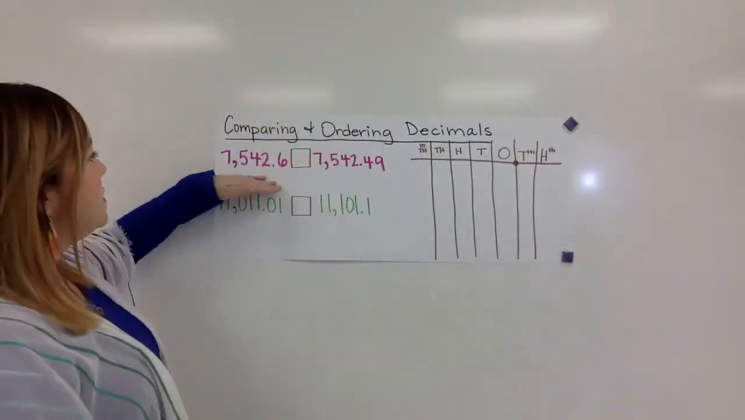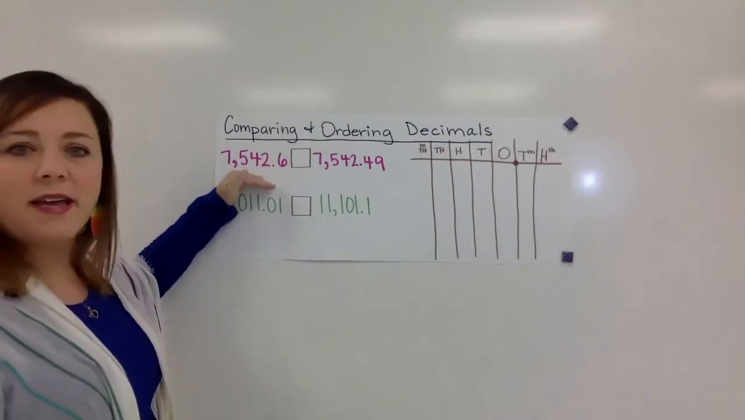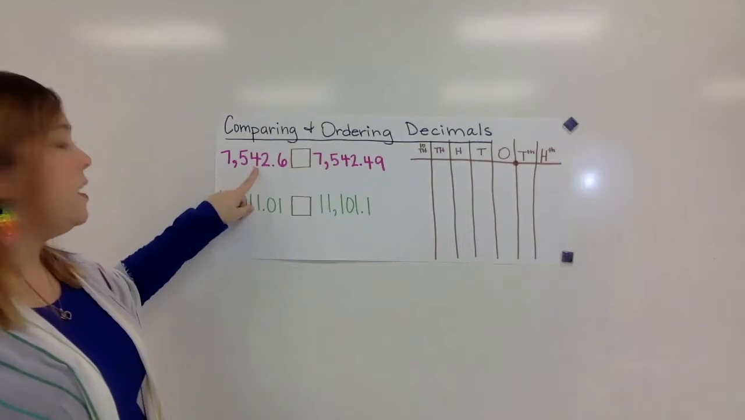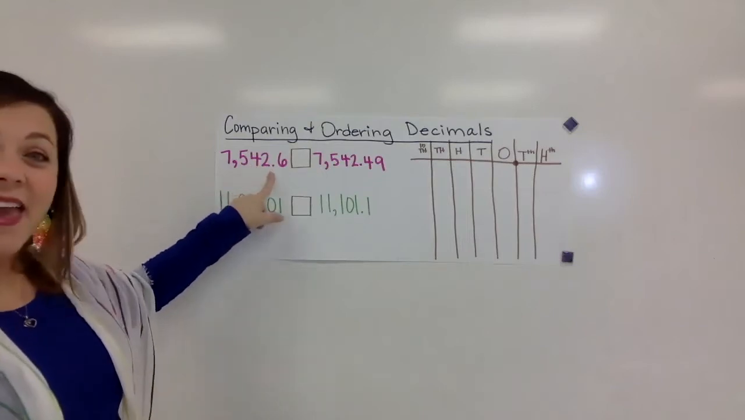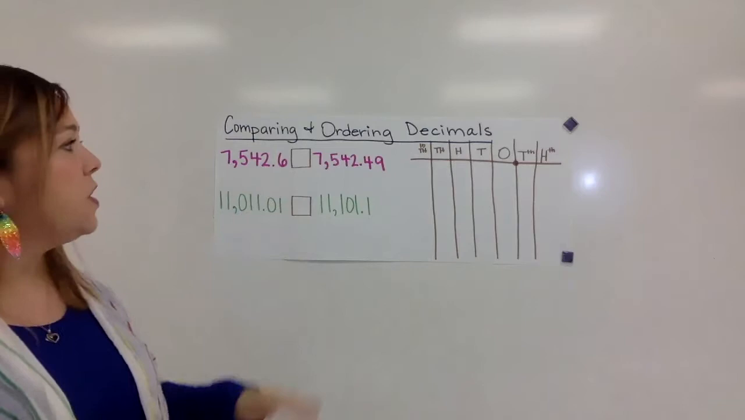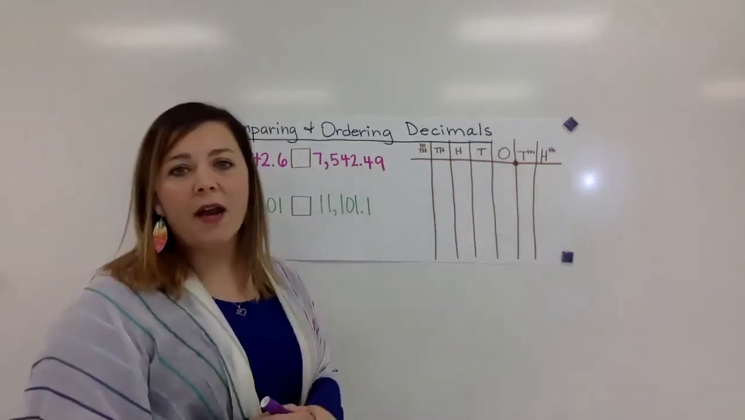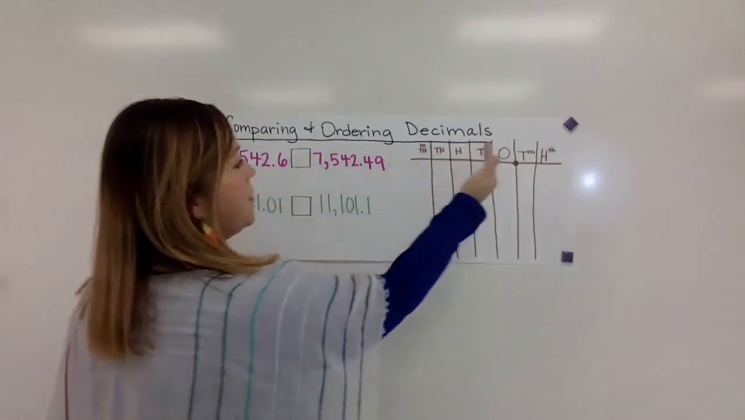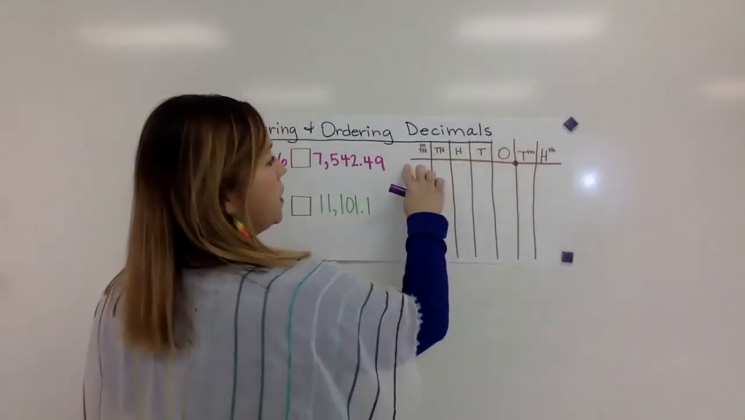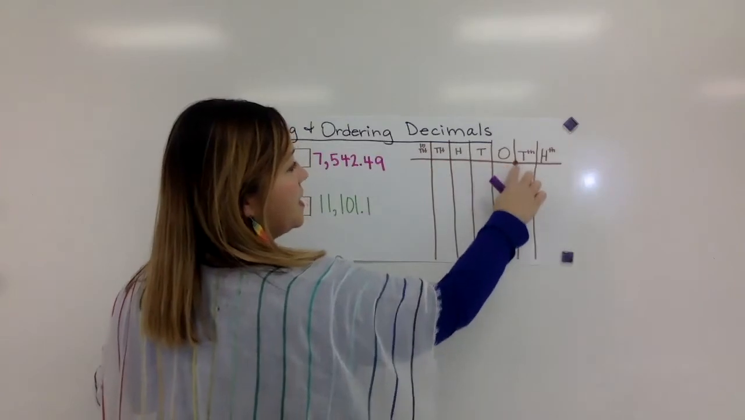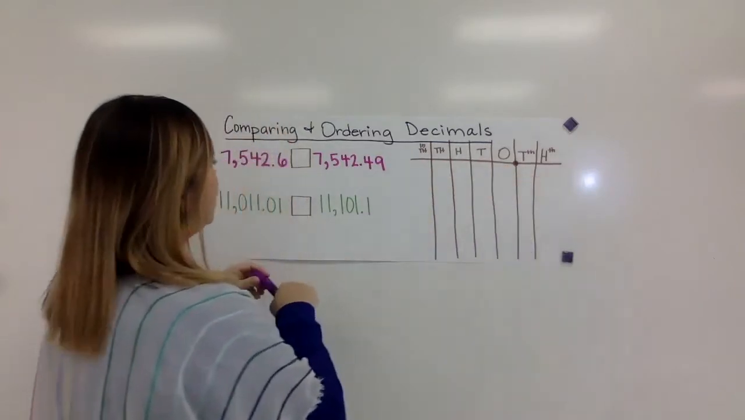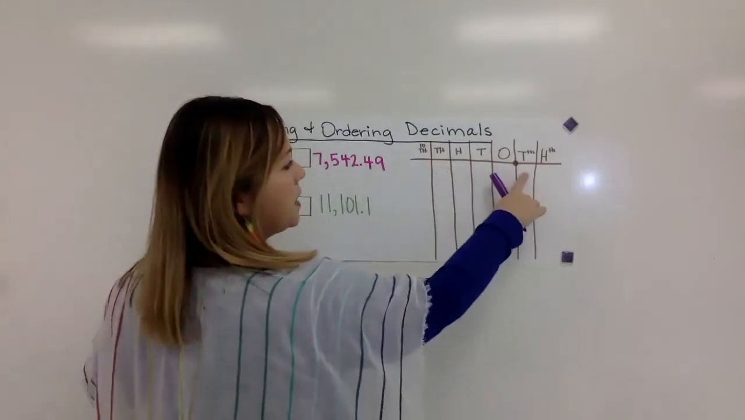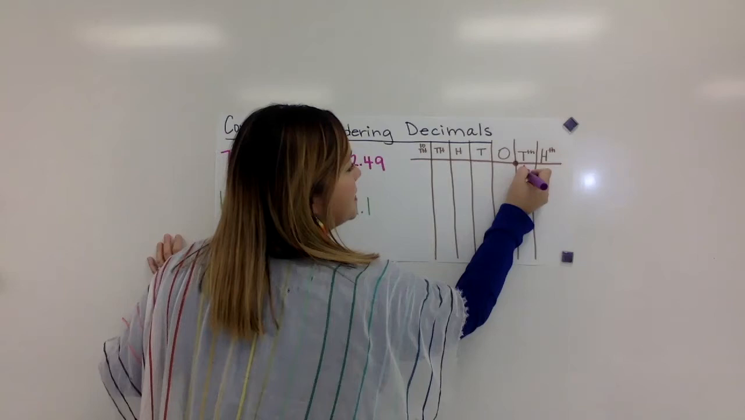So I'm going to start with this number here. I want you to look at it with me and let's read it together. 7,542 and 6/10. So we're going to come over here and we're going to rewrite that number in our place value chart. So remember, wherever the decimal is in the number, it needs to be lined up here. Well, here's our whole number places here. Here's our decimal, and then our decimal places. So since I only have this one digit after my decimal, I'm going to come over here and I'm going to write it in my tenths place.